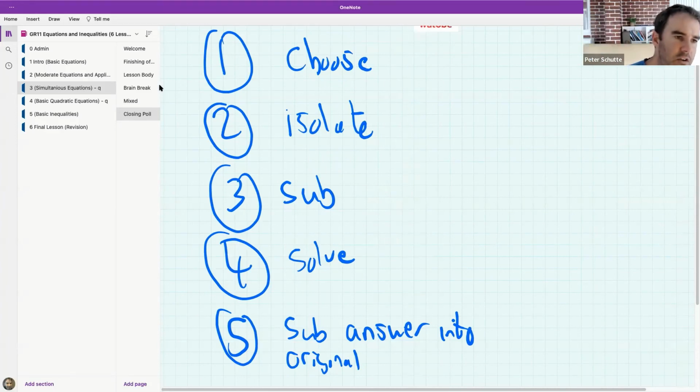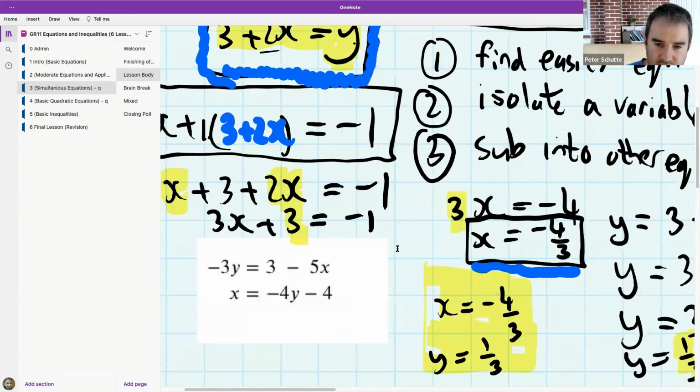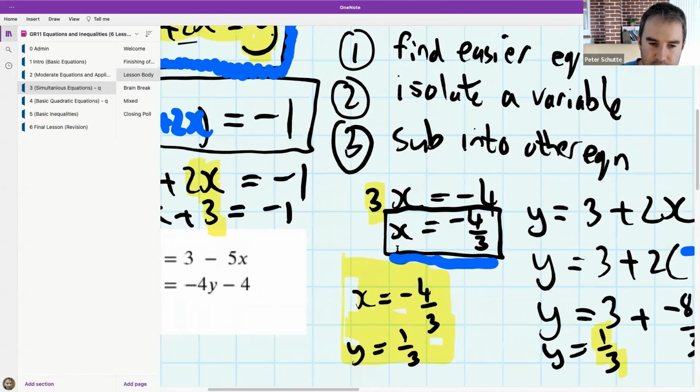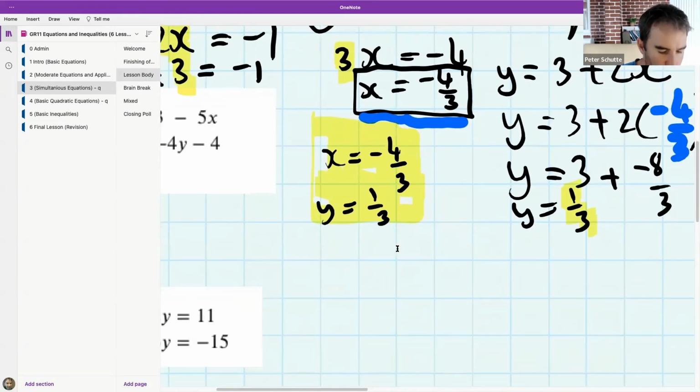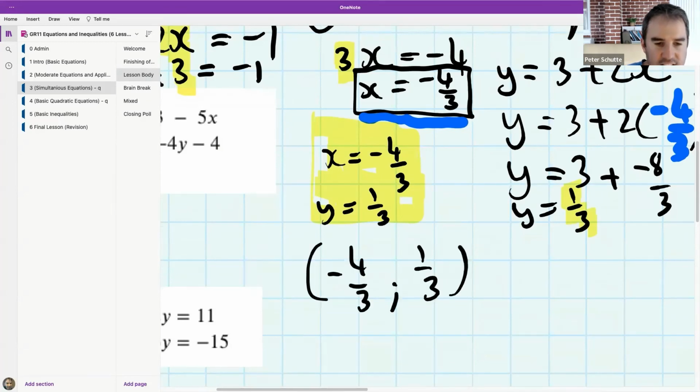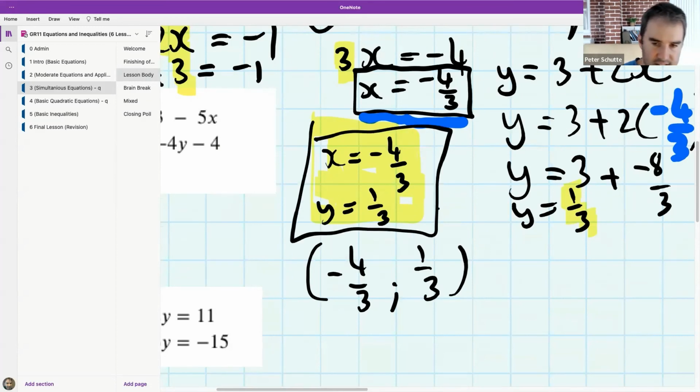How you are meant to write the answer is the question. There are different ways of writing it. If they say write it as a coordinate pair, then you would write it like this. If they say solve for x and y, you would just write it like that.